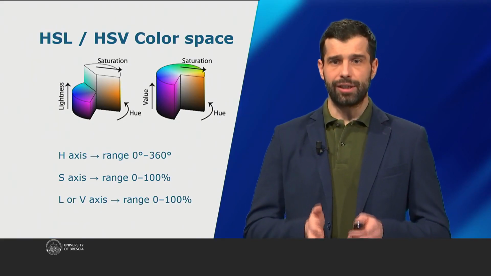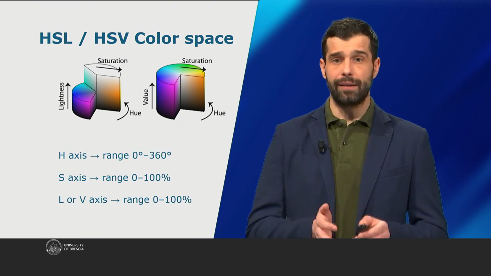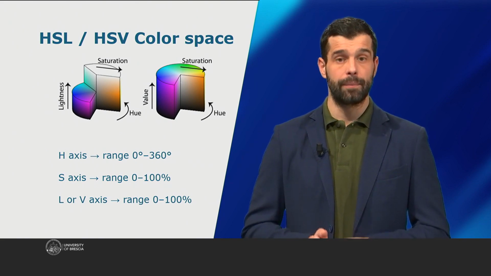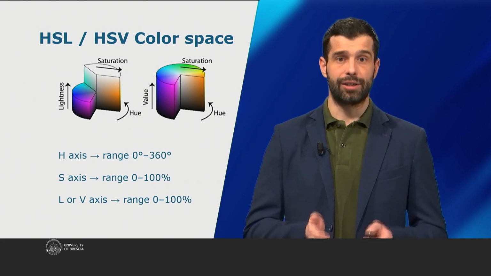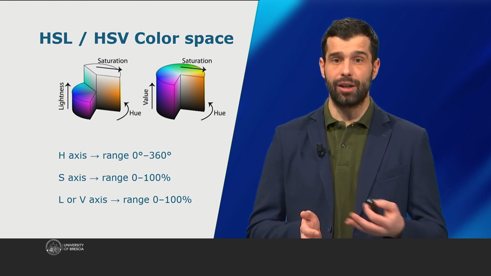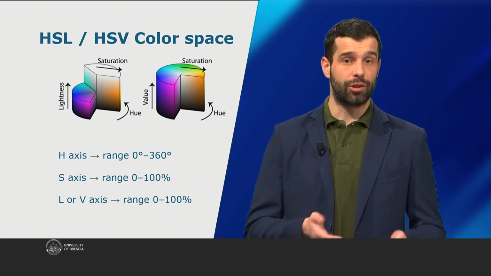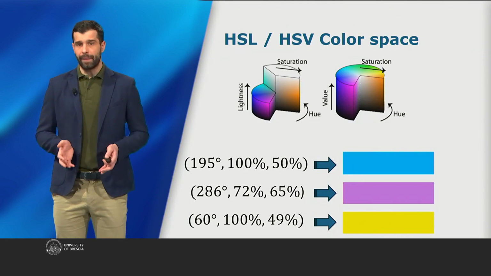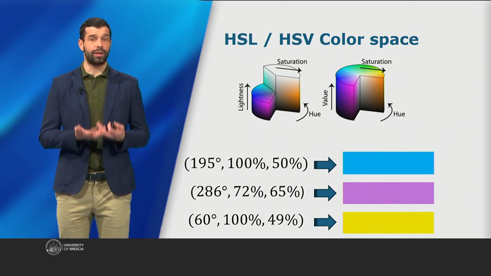Keep in mind that in the HSL or HSV space, each axis, that is, each value, no longer ranges from 0 to 255. In this case, the H-axis, meaning hue, since it represents the angle of the polar cylinder, can range from 0 to 360. The S-axis, which is saturation and represents the radius of the polar cylinder, can range from 0 to 100%. Finally, the L or V-axis, since it represents the height of the polar cylinder, can also range from 0 to 100%.